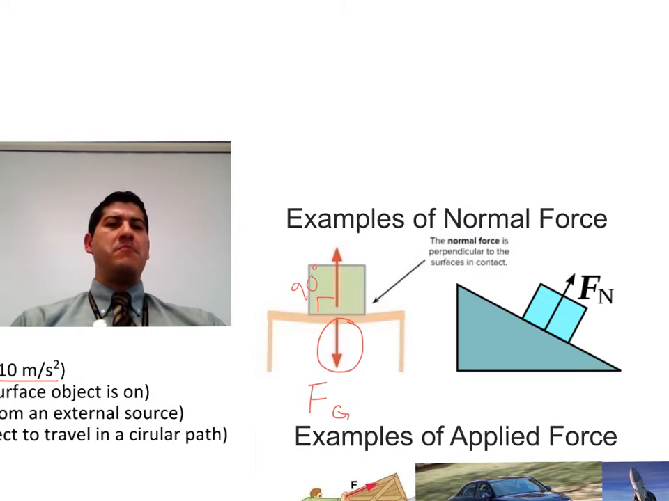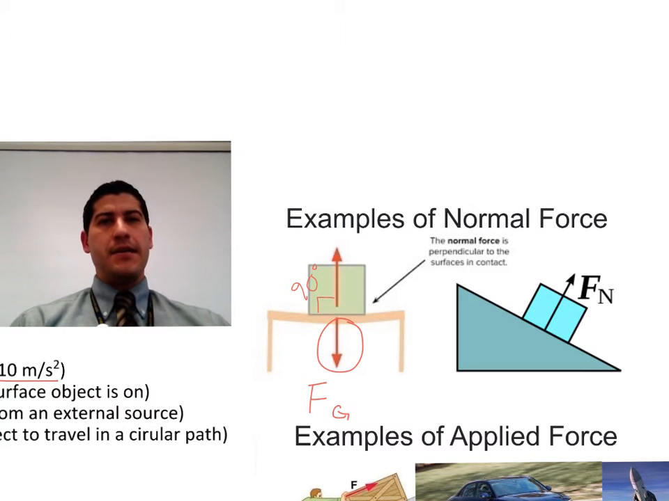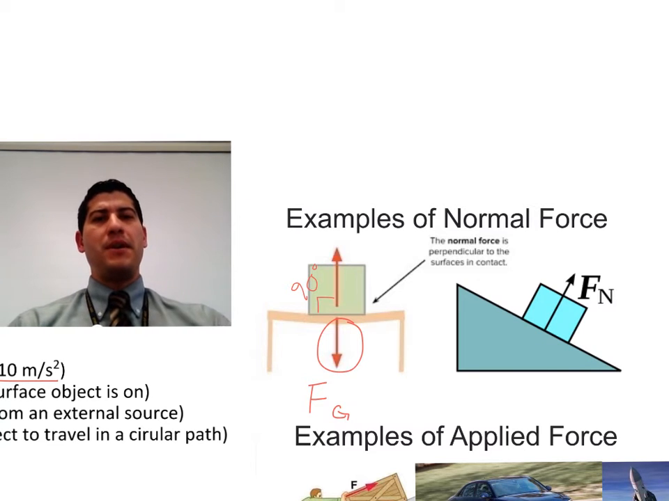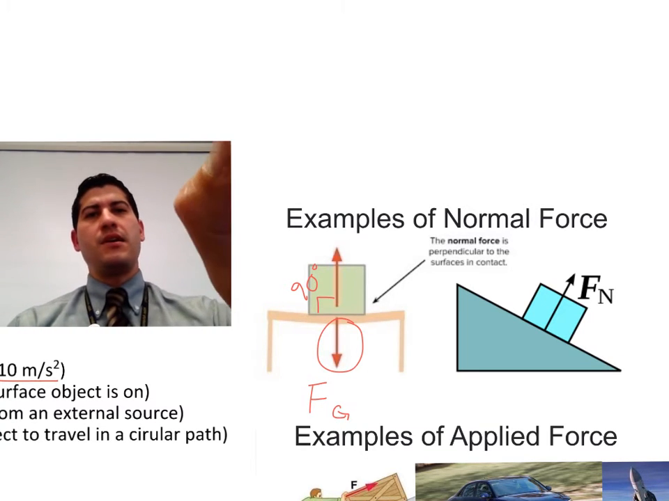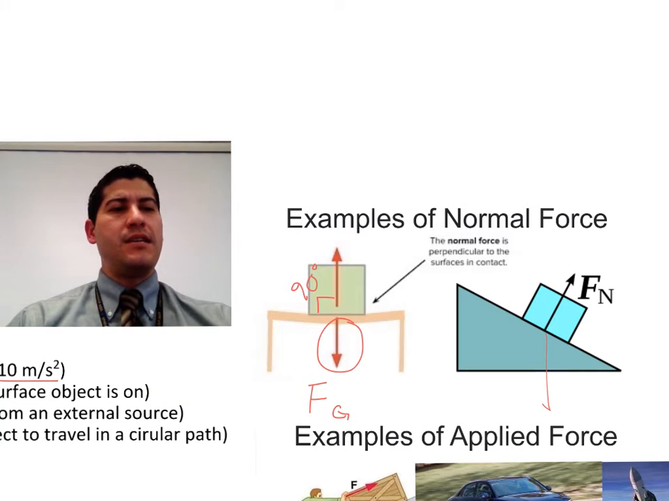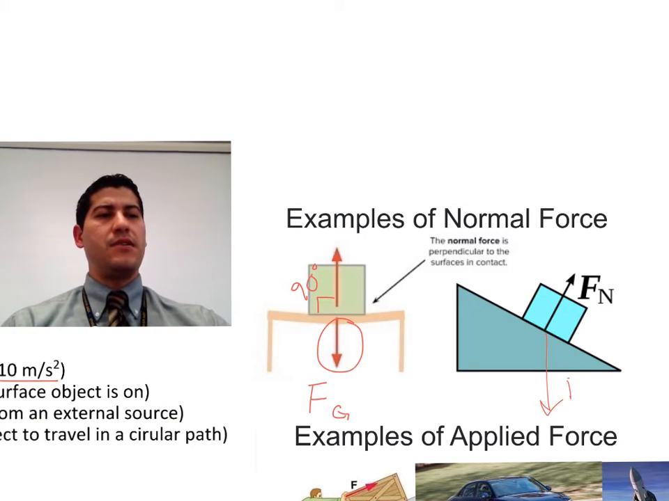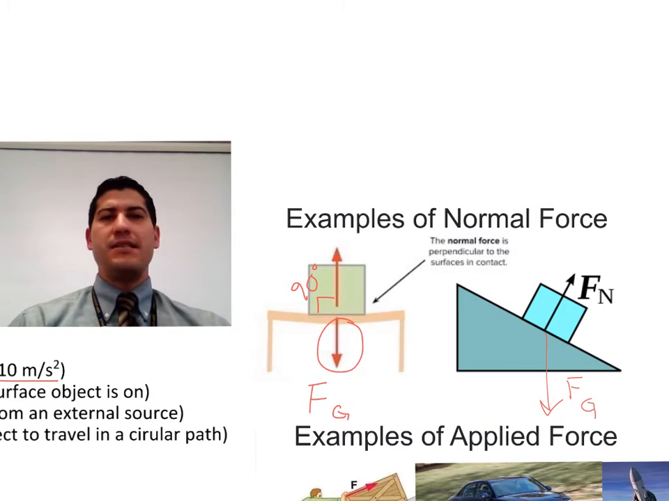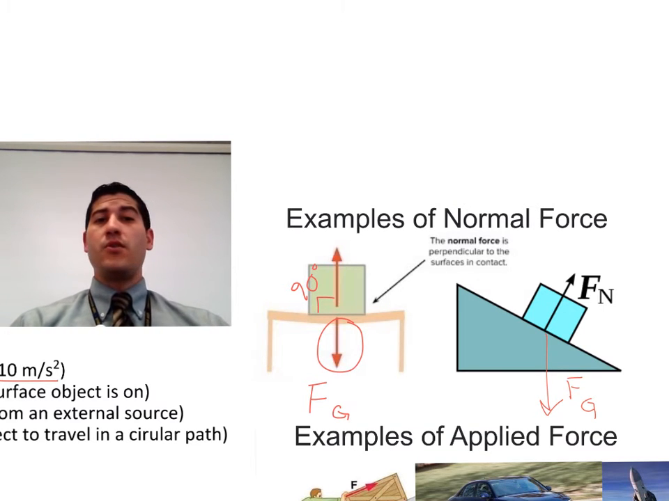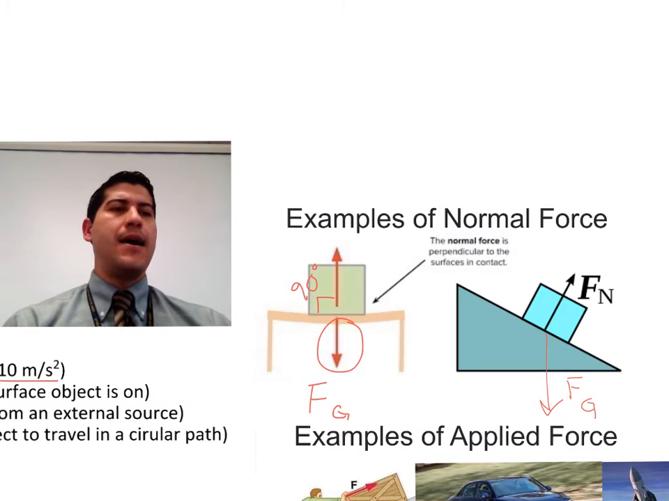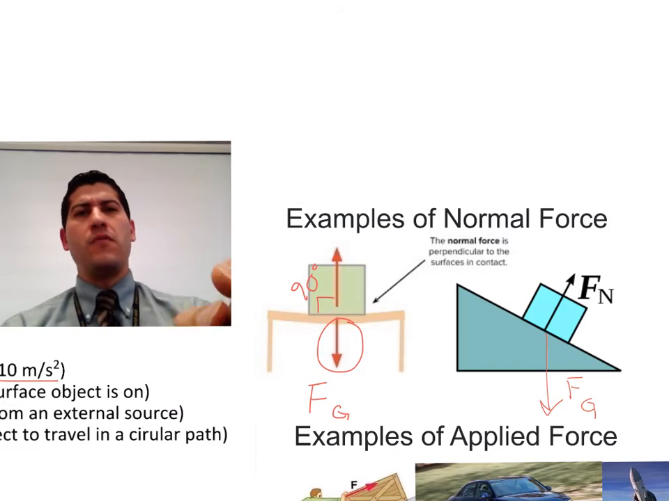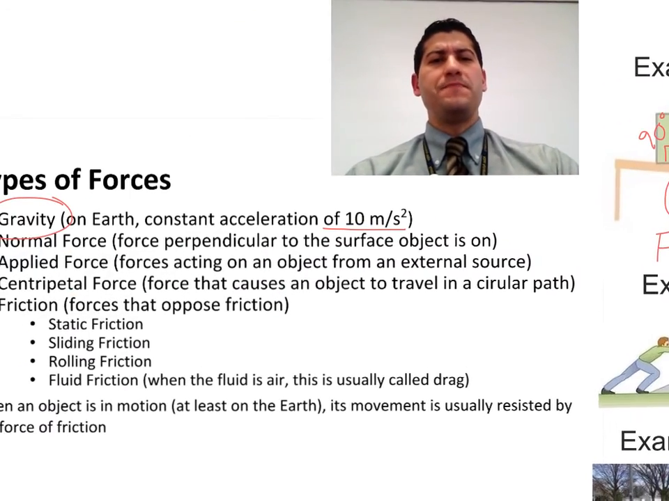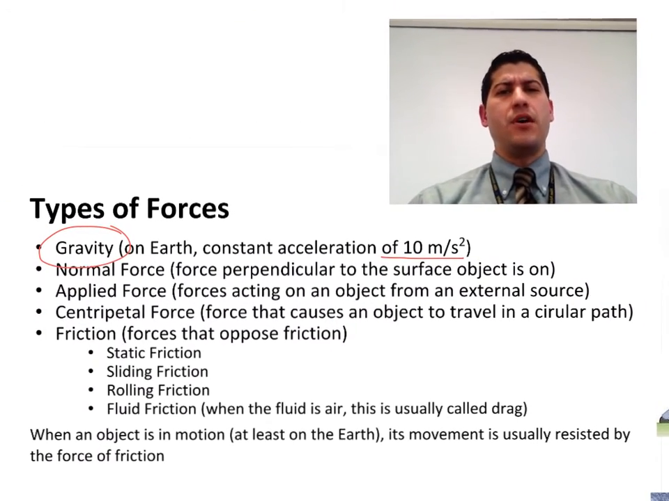Now, if the same box is resting on an incline, the normal force remains perpendicular to the surface that object is resting on. So if something's resting on an incline, even though gravity continues to pull straight down towards the center of the earth, the normal force doesn't counteract it completely. And so things on an incline tend to slide down because the force of gravity isn't completely counteracted by the normal force.